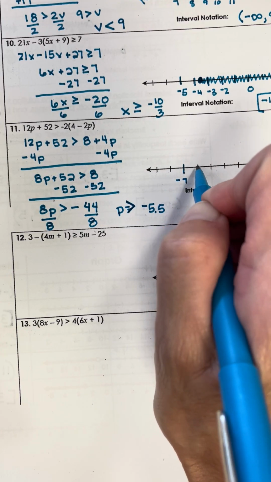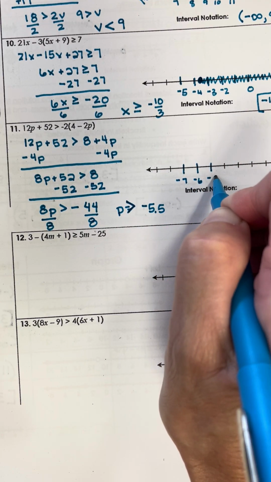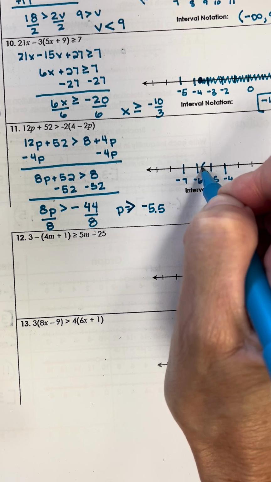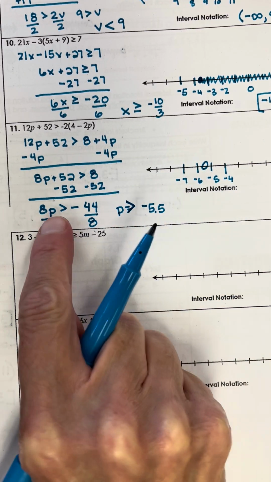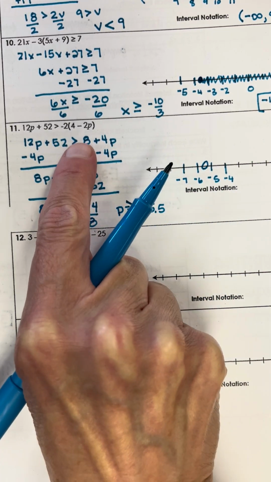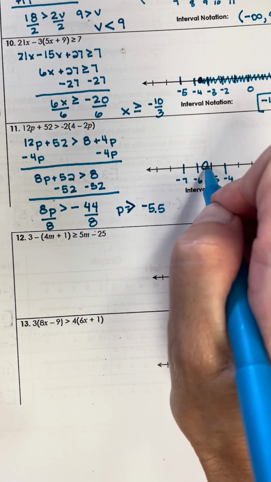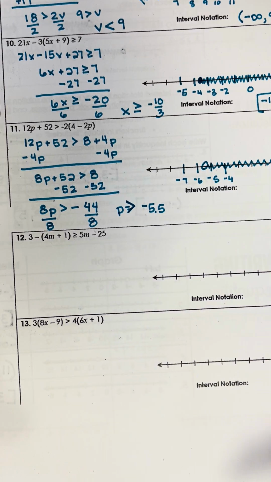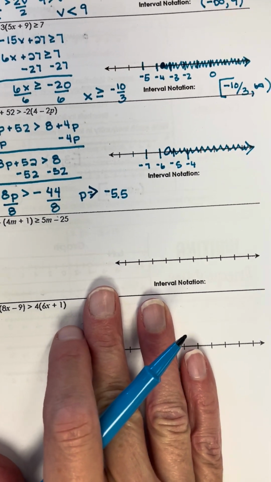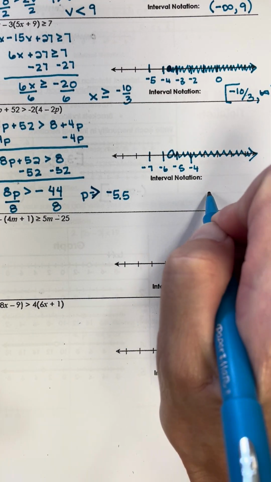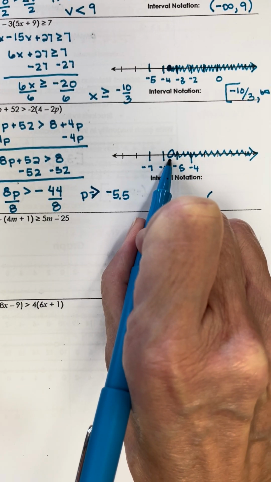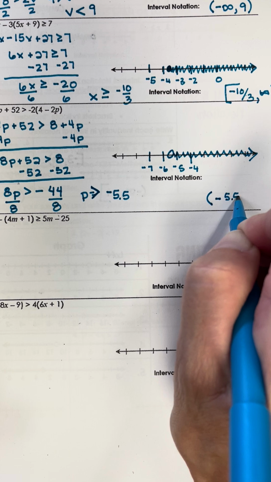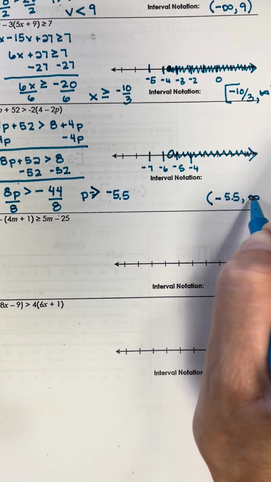So I write negative 7, negative 6, negative 5, negative 4, and right smack dab between negative 5 and negative 6, I have an open circle because it's just greater than. And because it's greater than, I'm going to shade to the right. It's going to go forever and ever in the right direction. So as I'm reading that interval notation from left to right, I would start with the parenthesis, which is my open circle. I would put negative 5.5, and then it's going to infinity.